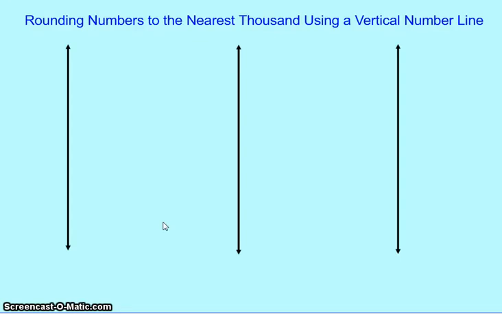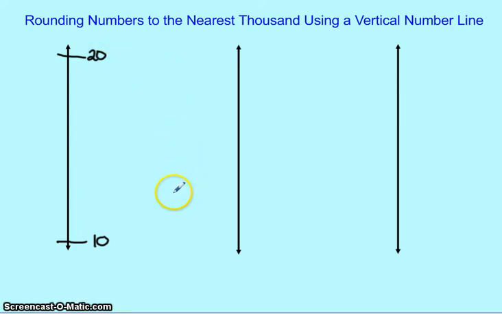This is a video cast on rounding numbers to the nearest thousand using a vertical number line. First, if you would, get a piece of paper or your notebook and a pencil, and I'd like for you to mark two endpoints on the first number line here, one at that end and one at that end on our vertical number line. And I want you to write the number 10 in here and the number 20 here.